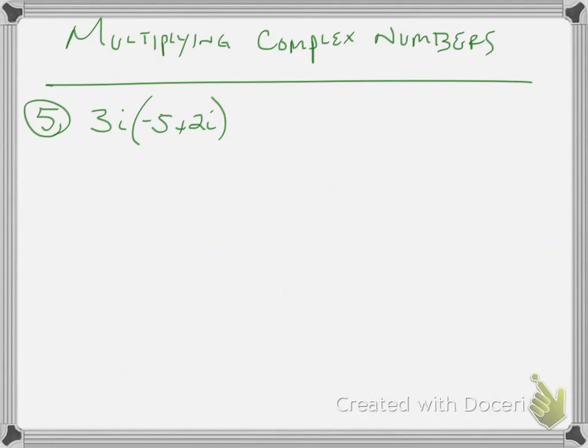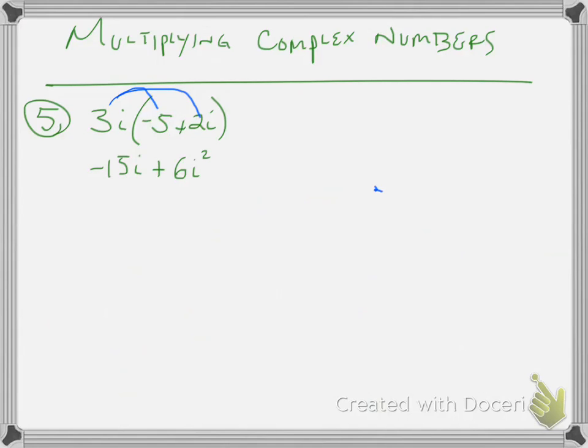So here I'm multiplying complex numbers. And I have 3i times the parentheses, negative 5 plus 2i. So I'm going to distribute. Positive 3i times negative 5 is negative 15i. Just like if it was an x, you do the same thing. So positive 3i times positive 2i is going to become positive 6i squared.